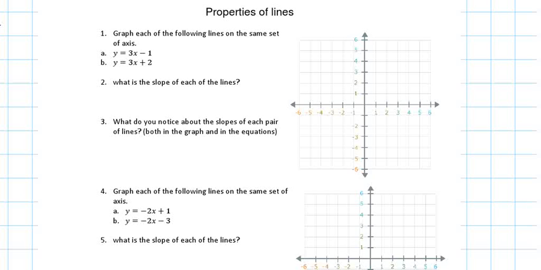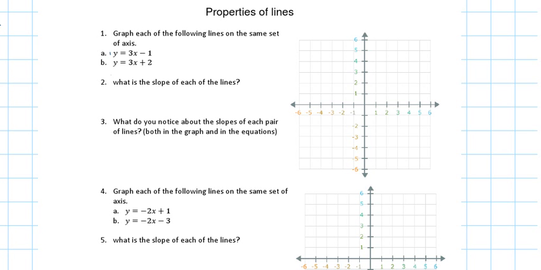So we're going to talk about properties of lines. If I'm going to compare two lines to each other, we're going to see how they are the same, how they are different, what kind of properties they have. So if you look at these two equations right here, y equals 3x minus 1 and y equals 3x plus 2, what can you tell me about these two equations?